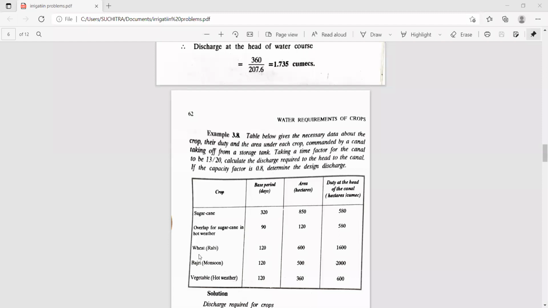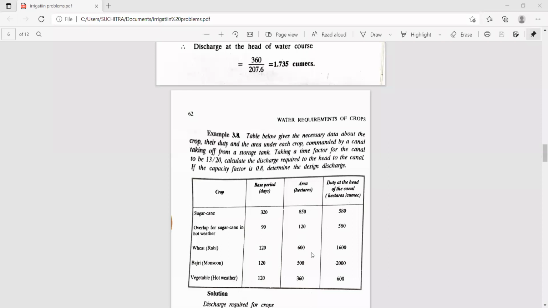And here it's a wheat crop, it's a rabi crop, and bajri is a monsoon crop, and vegetable is a hot weather crop. Now the corresponding base periods are given. You can see here the sugar cane has a greater base period of 320 days, and the overlap for sugar cane in hot weather is about 90 days, and for rabi crop it is 120 days, and for bajri it is 120 days, and also for vegetable it is 120 days.